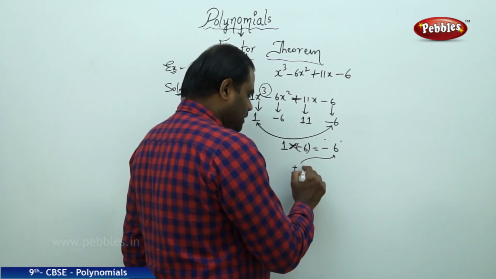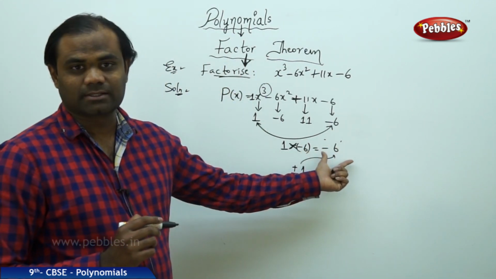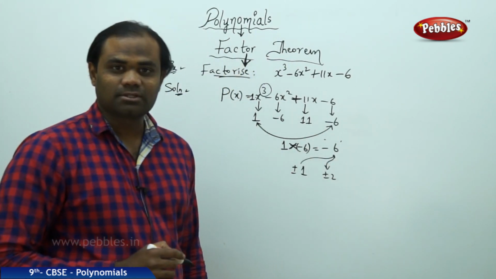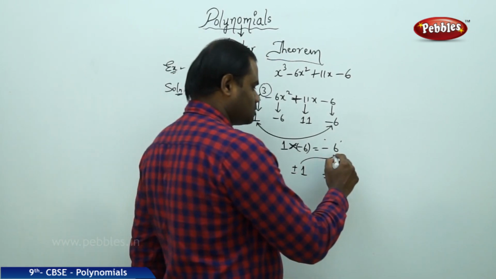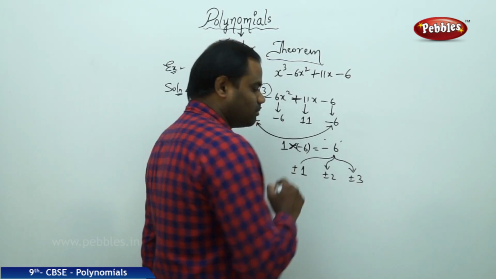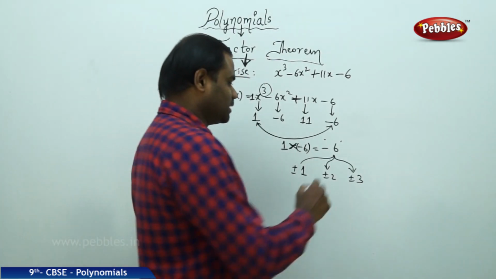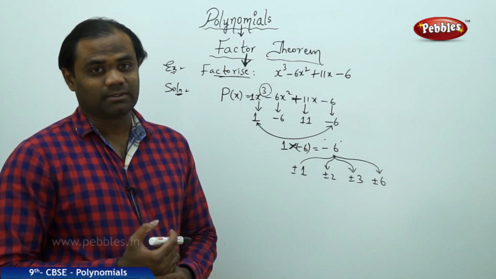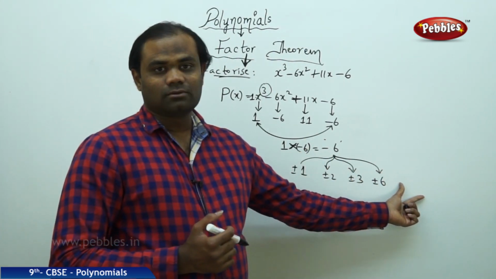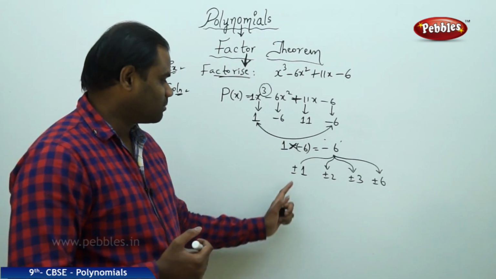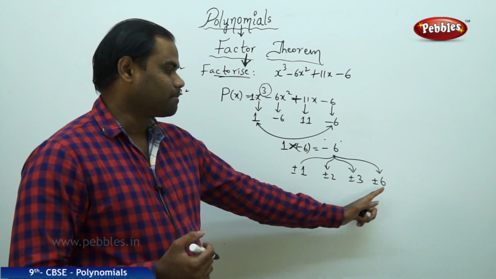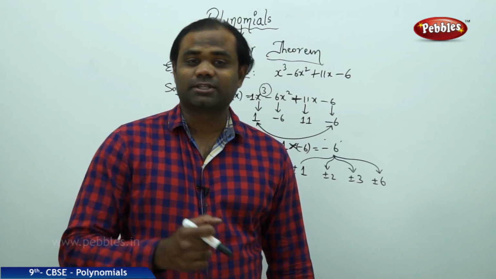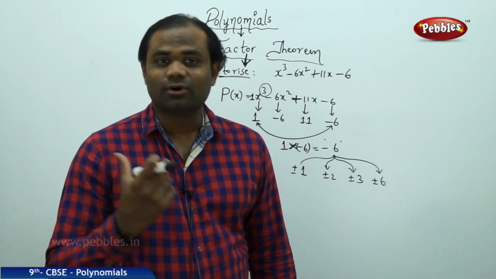As we know, plus and minus 1 is one of the factors for minus 6, and then plus or minus 2 is a possible factor for this. Plus or minus 3 is also a possible factor for minus 6, and plus or minus 6 is a possible factor for minus 6. So I have in total 4 sets of possible factors: plus or minus 1, plus or minus 2, plus or minus 3, and plus or minus 6. Now once rule 2 is satisfied, comes the next rule about finding the zeros of the polynomial.